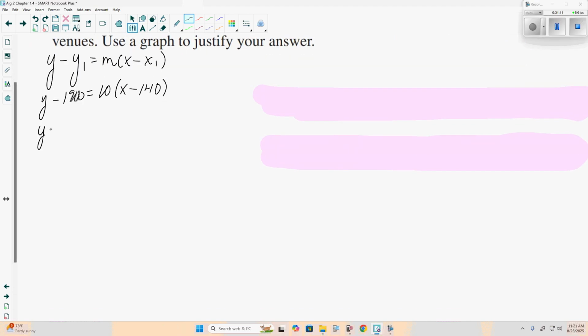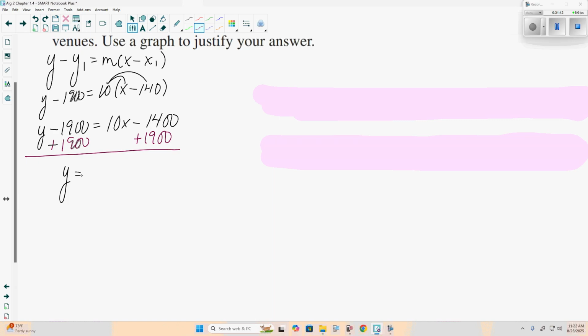Now at this point here, we just need to solve for y. We need to get y by itself. So we'll distribute the 10. 10 times x is 10x. 10 times 140 is 1,400. Last thing we need to do is add 1,900 to both sides, telling us that y is equal to 10x plus 500.